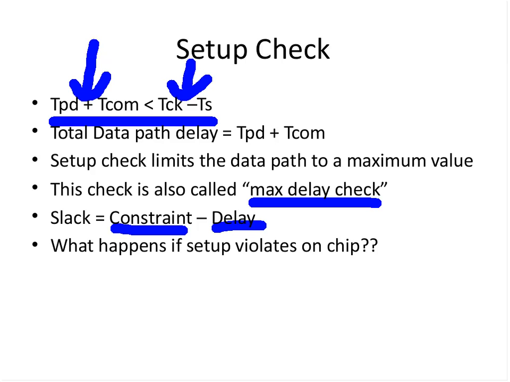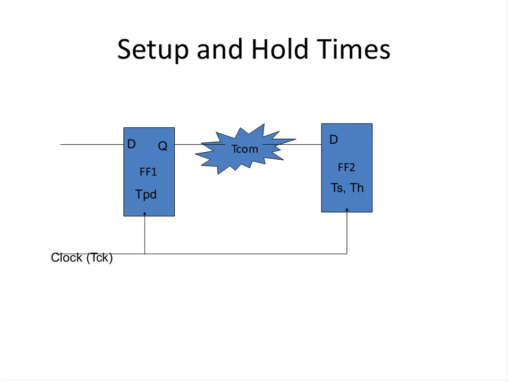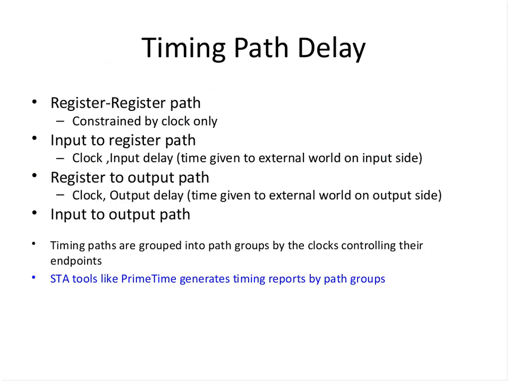So, if we make sure that all our setup constraints are met at the worst one, then we have made sure that they also work at the minimum, because TPD plus TCOM attains a maximum value at the worst one. This is why setup is called a max delay check. This is why the corner based STA mentions that.